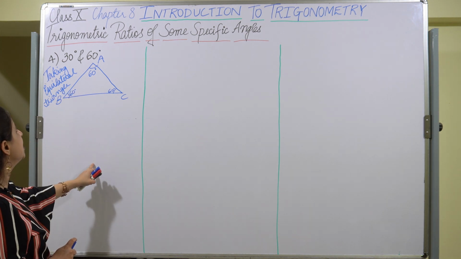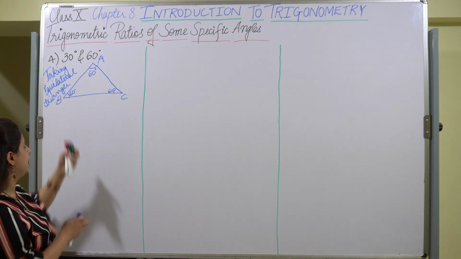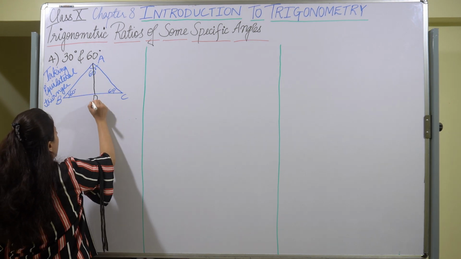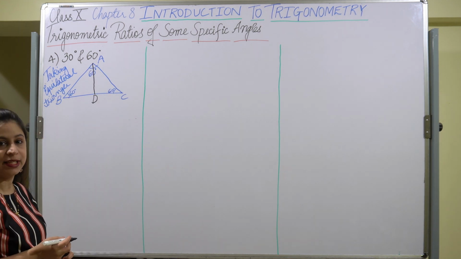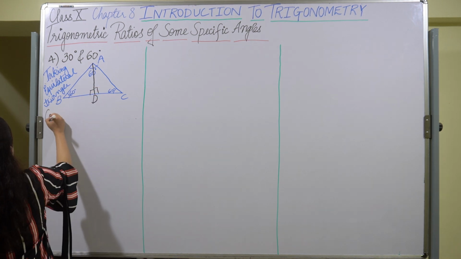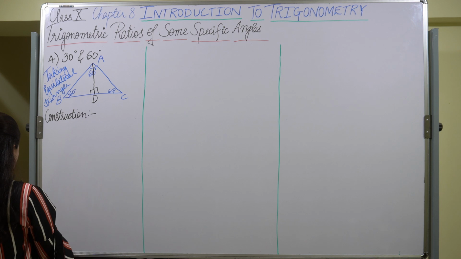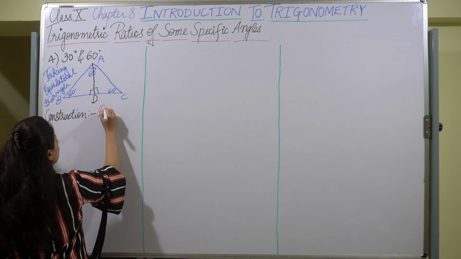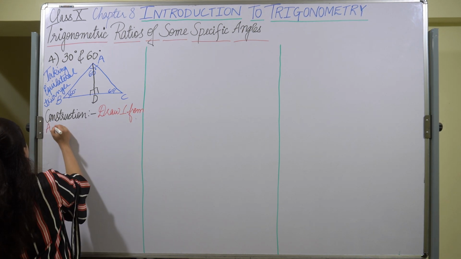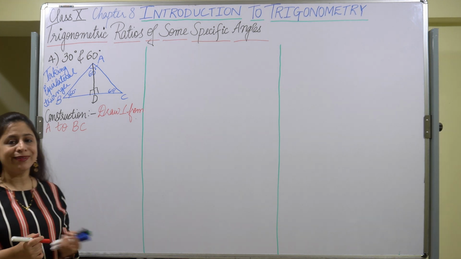We will be drawing a perpendicular from A on BC such that angle ADB is equal to angle ADC is equal to 90 degrees. So let us write down in construction: draw perpendicular from A to BC.